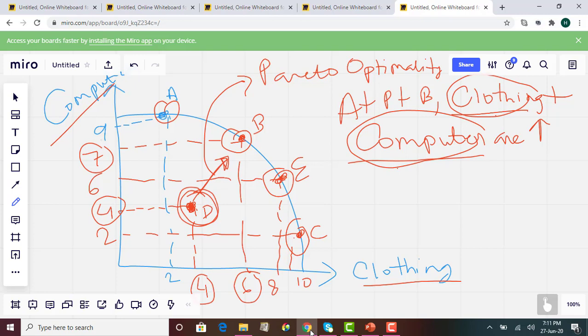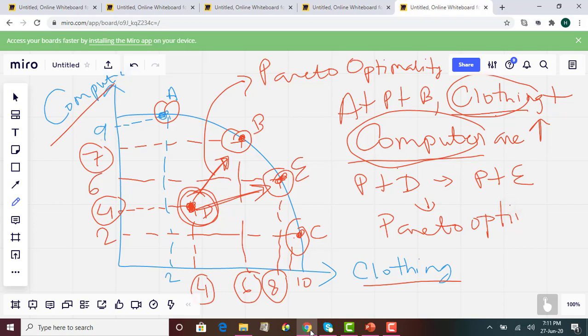Okay, now how about if we move from point D to point E? At point E, we have 8 computers and we have 6 clothings. So even if we move from point D to point E, that is also Pareto optimality.